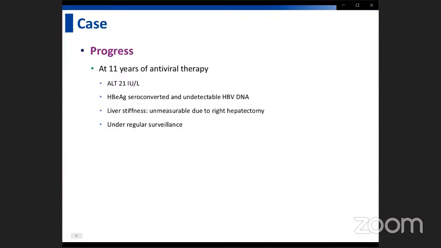The patient has been on antiviral therapy for 11 years. His ALT level is normal. He has seroconverted to HBe antigen, and HBV DNA is undetectable. The patient's liver stiffness and CAP values could not be determined because of the right hepatectomy. The patient is now under regular surveillance.